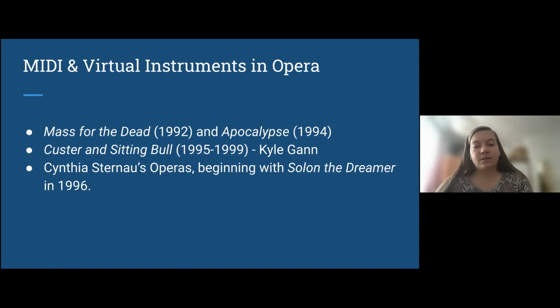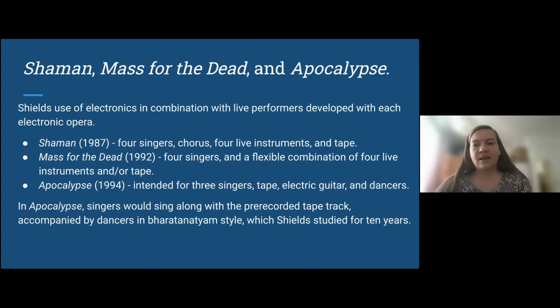So with Alice Shields' use of MIDI with virtual instruments in her operas, it doesn't seem necessarily to come from a practical place. Not that that makes anything less artistically viable, but she has written quite a few acoustic operas, which she did have workshopped and performed at various times. So with her 3 electronic operas, Shaman, Mass for the Dead, and Apocalypse, she's going for kind of a specific sound world with each opera and her use of technology. So the technology in each opera develops from Shaman to Apocalypse.